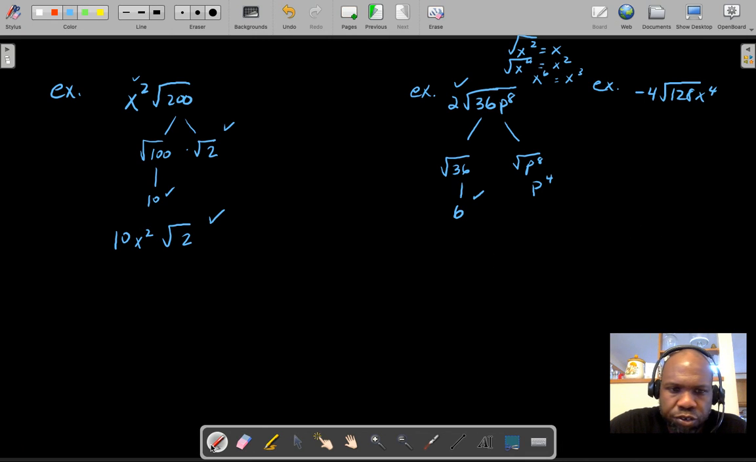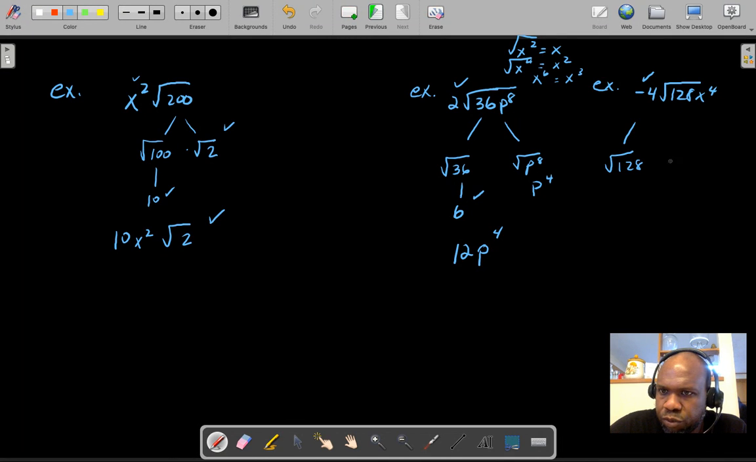So the final answer in this one would be 2 times 6 times p to the 4th, so that would be 12p to the 4th. And that would be the answer to that, the simplified version. Next one, we have a coefficient on the outside, negative 4. That's going to stay where it's at, and we're going to break down 128.